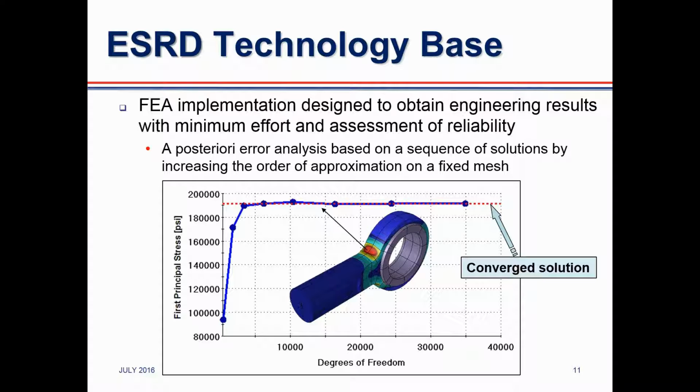And what this graph indicates to the end user is that as the number of degrees of freedom is increased, the quantity of interest, in this case the principal stress, remains practically independent of the number of equations that have been solved, providing feedback information on the convergence characteristic of the solution.